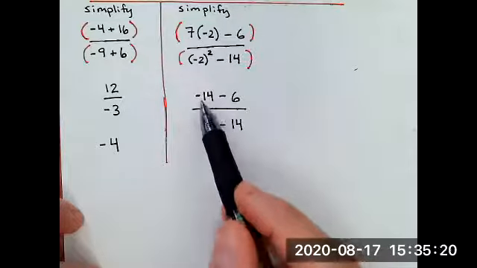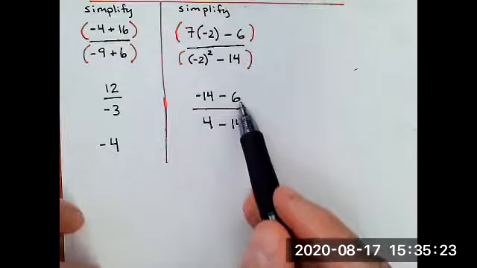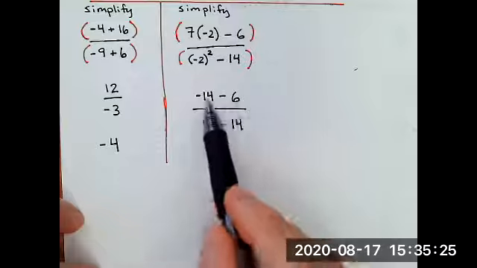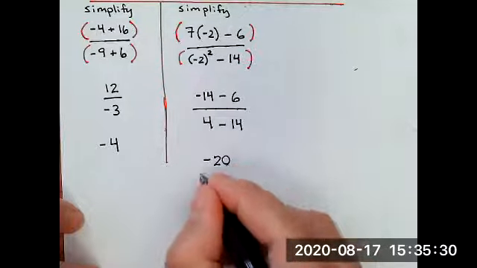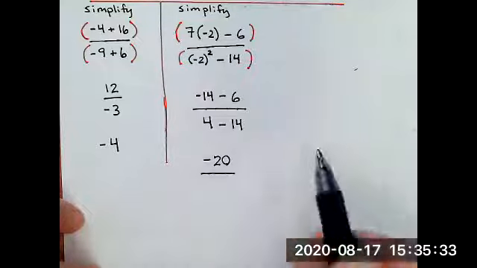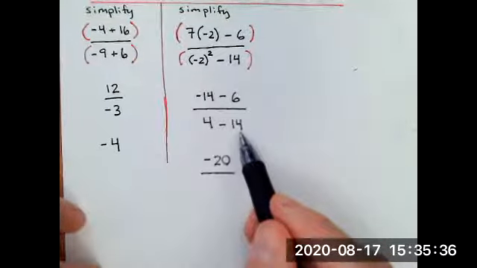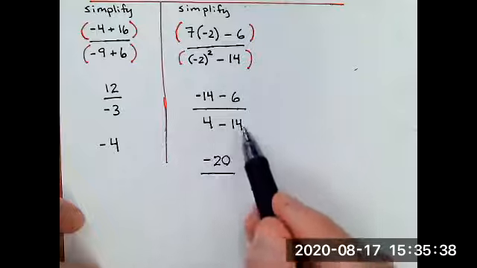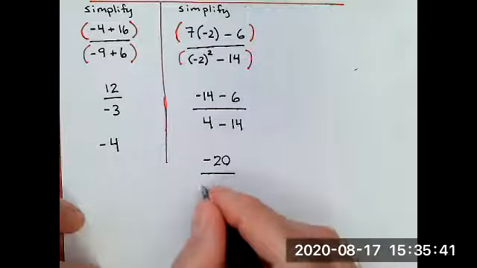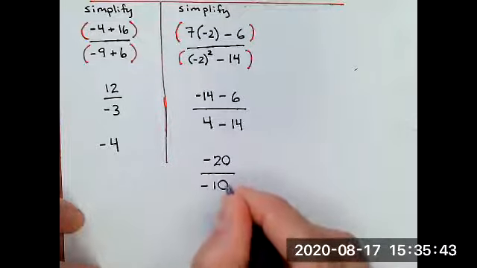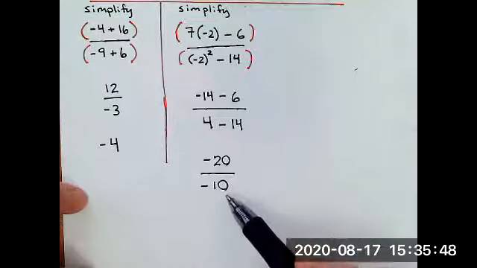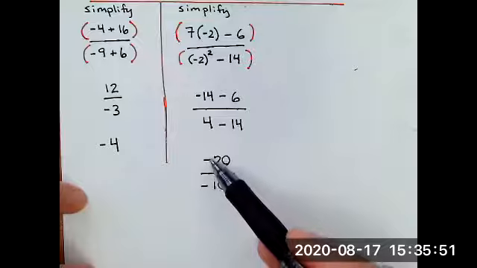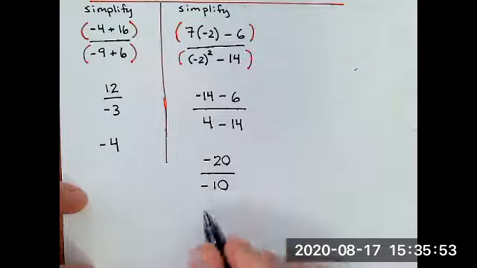We have negative 14 plus negative 6. They have the same sign. So we're going to add and keep the sign. Positive 4 and negative 14 have different signs. So we subtract and keep the sign. Negative 20 divided by negative 10 is 2. And because we have a negative divided by a negative, the answer is positive.